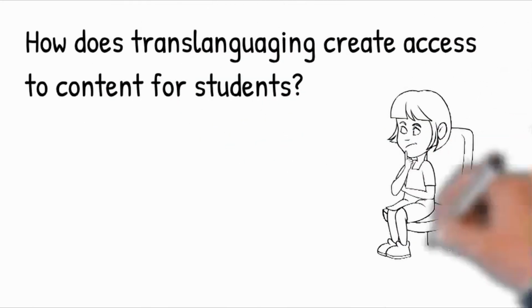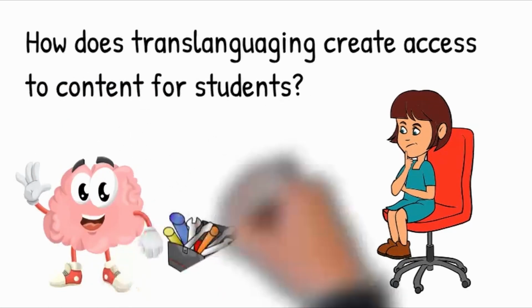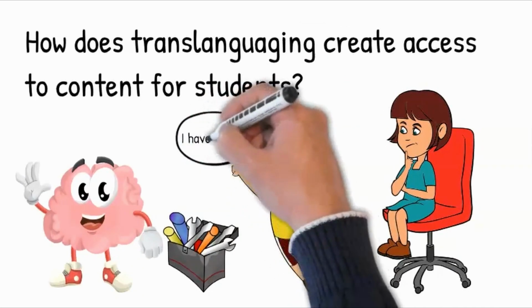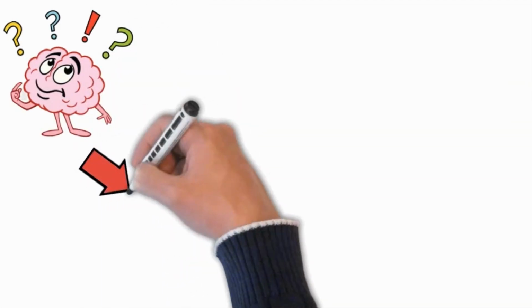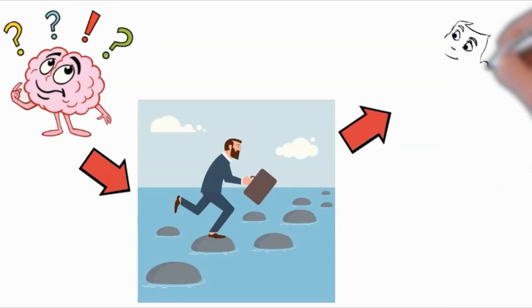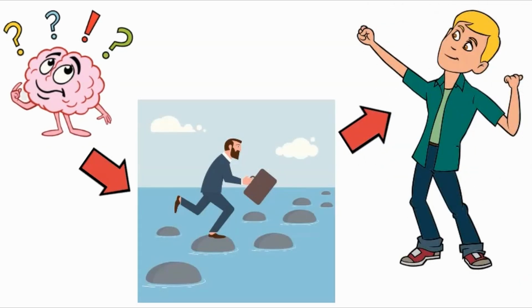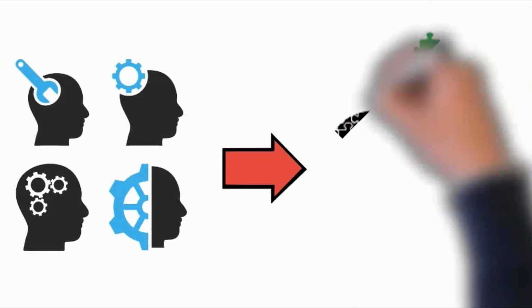So, how is translanguaging used to create access to content for students? By giving students the tools and using the strategies, it enables them to get access to the content through their native language. We think in our first language, and we use this as a stepping stone to learn more. By giving students access to their full language repertoire, they can use this as a foundation of learning, and this will help them develop their conceptual knowledge, which is vital in order to help students make connections between languages.